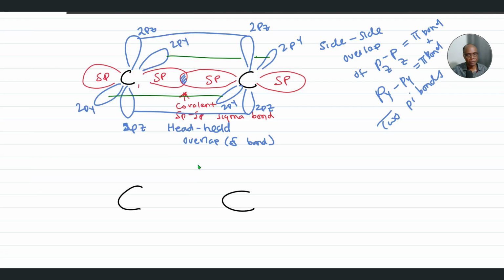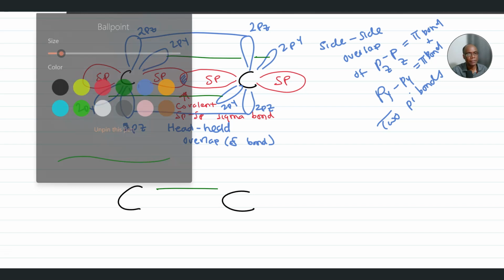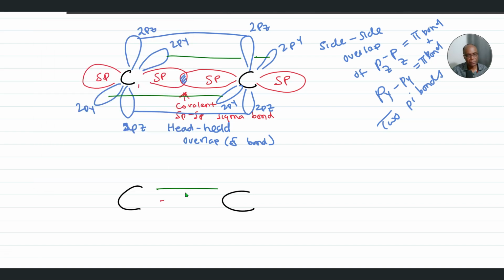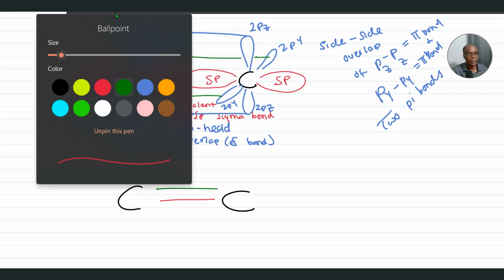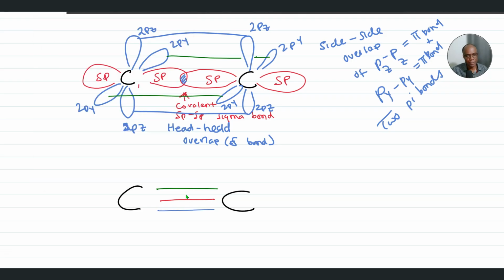They're going to have a pi bond here. There's a sigma bond in between. And then the blue here will represent the second pi bond, where you had your pz side overlap. And this one right here is the first pi bond, where you have your py side overlap.